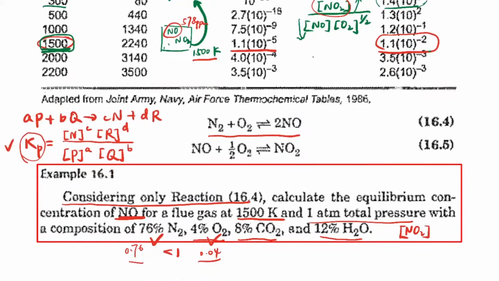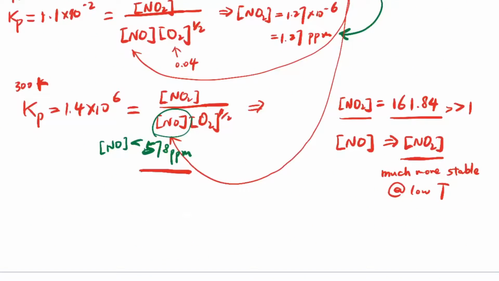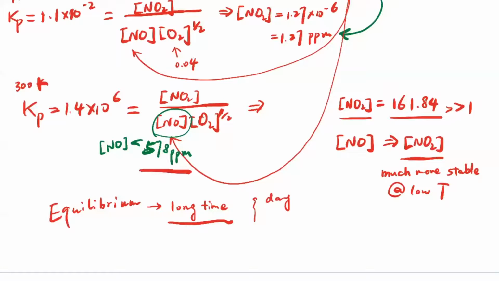So this is the equilibrium condition or equilibrium concentration of the nitrogen oxides. But one thing we also mentioned is that whenever we talk about equilibrium, that's going to take a very long time, right? As I was mentioning, that's going to take maybe days, months, or even years. So we're talking about this kind of time scale.